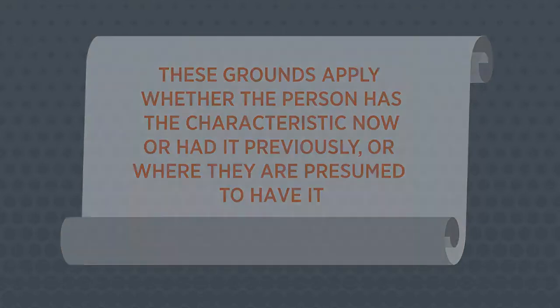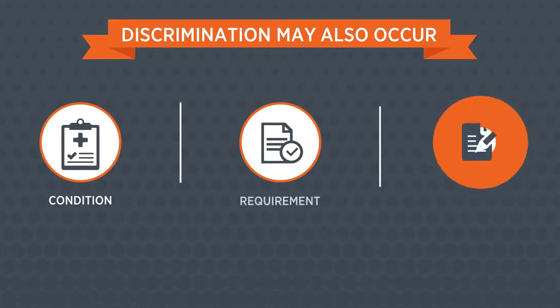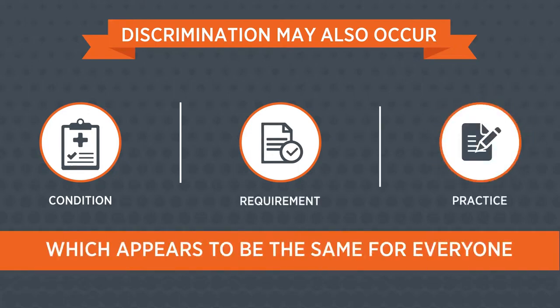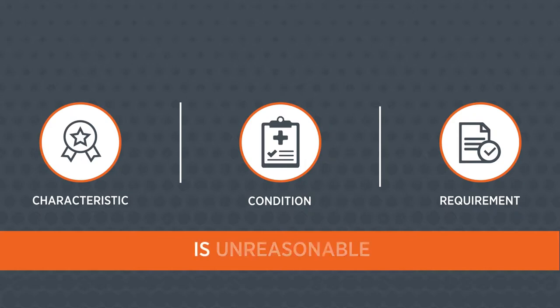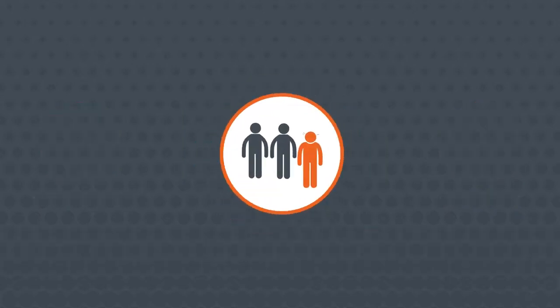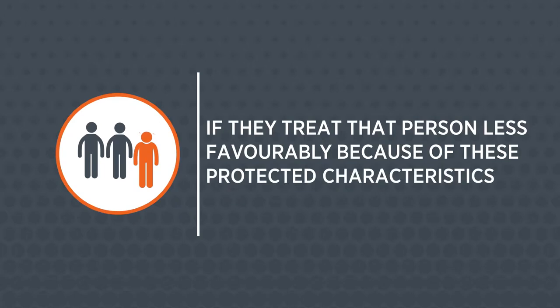These grounds apply whether the person has the characteristic now or had it previously, or whether they are presumed to have it. Discrimination may also occur where there is a condition, requirement, or practice which appears to be the same for everyone, but in fact disadvantages someone with a protected characteristic, and the condition, requirement, or practice is unreasonable. A person can unlawfully discriminate against another person even if they did not intend to do so, if they treat that person less favourably because of these protected characteristics.